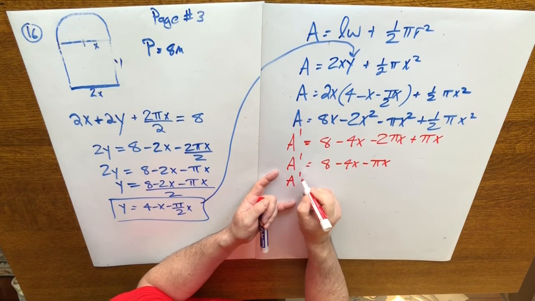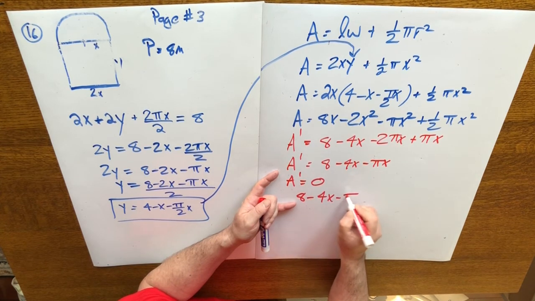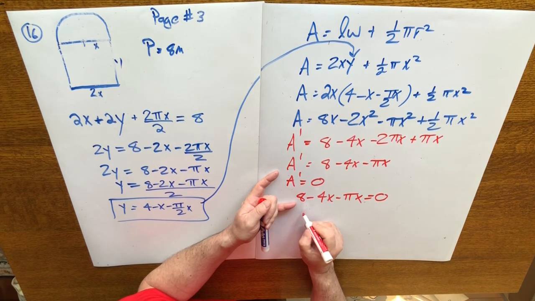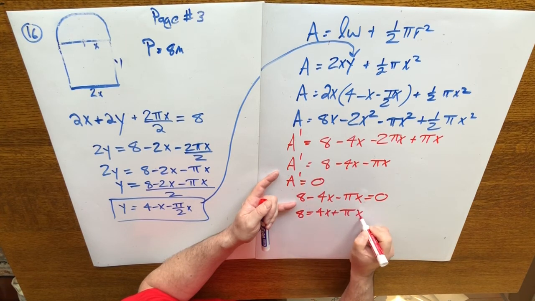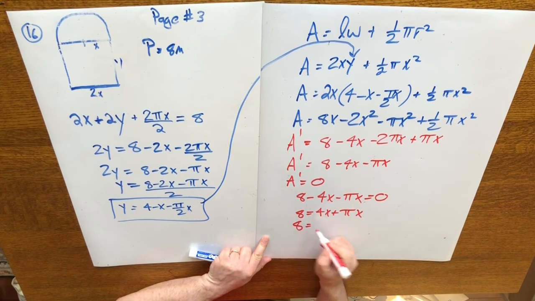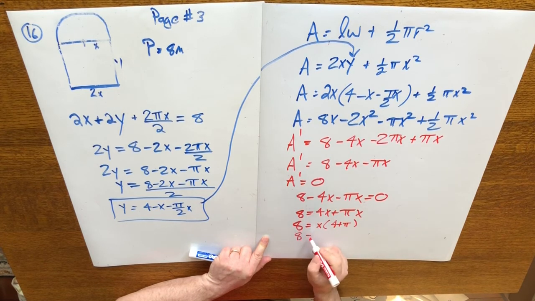So when does A prime equal 0? When 8 minus 4x minus pi x equals 0. Let's just leave the 8 on this side. Transpose those two terms to the right. So 8 equals x times 4 plus pi. So 8 over 4 plus pi equals x.